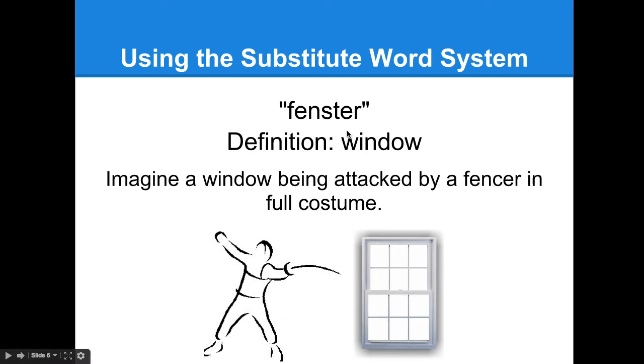Let's take a German word. This word is Fenster. Again, I'm probably not pronouncing that right. I'm not familiar with German, but the definition is window. So Fenster, when I see the word Fenster, I immediately substitute the word fencer. A fencer, like this image right here. And because it means window, we want to imagine a window being attacked by a fencer in full costume. Now, I know, again, this is a little bit of a ridiculous, exaggerated image that we're trying to create in our head, but that will make it easier to remember, and that's the whole point of this.